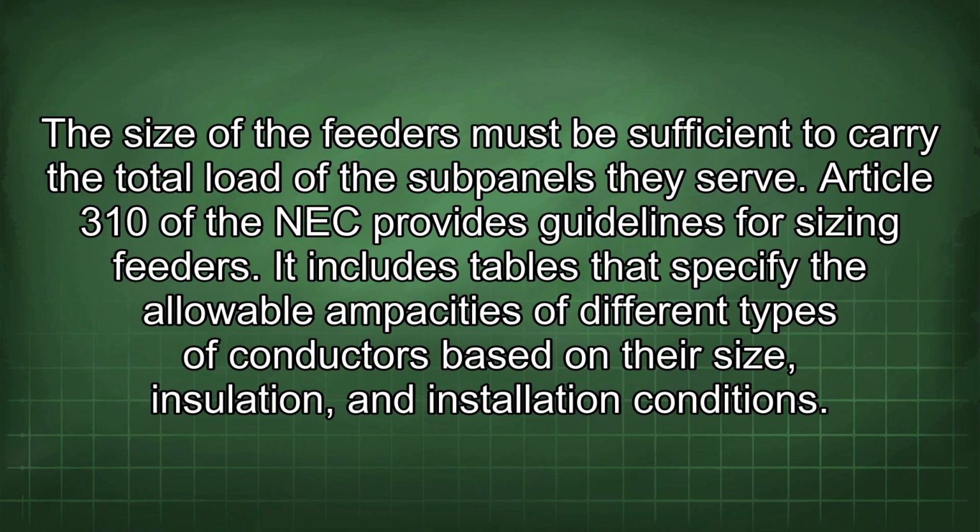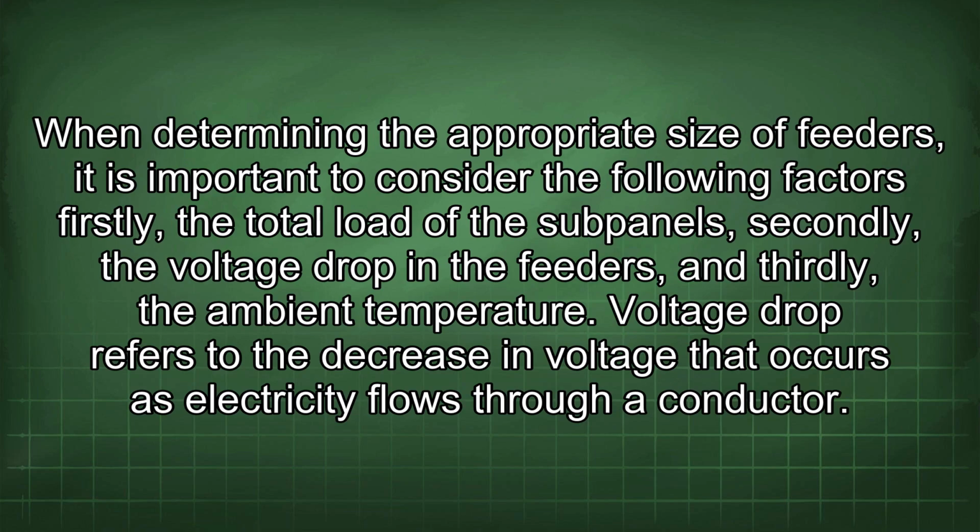Article 310 of the NEC provides guidelines for sizing feeders. It includes tables that specify the allowable ampacities of different types of conductors based on their size, insulation, and installation conditions. When determining the appropriate size of feeders, it is important to consider the following factors. Firstly, the total load of the subpanels. Secondly, the voltage drop in the feeders. And thirdly, the ambient temperature.